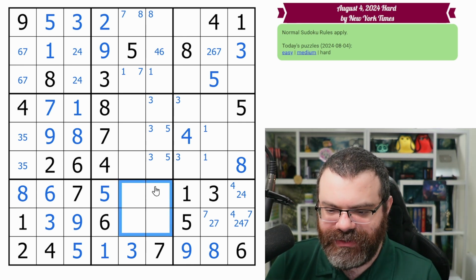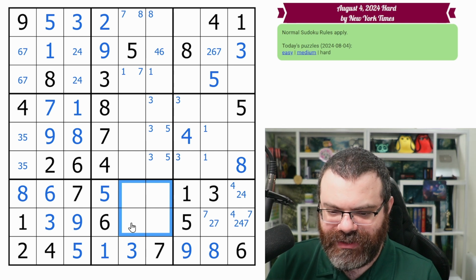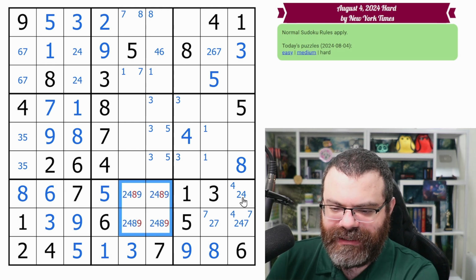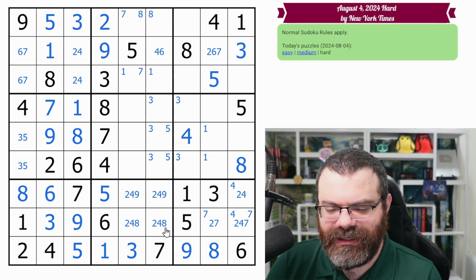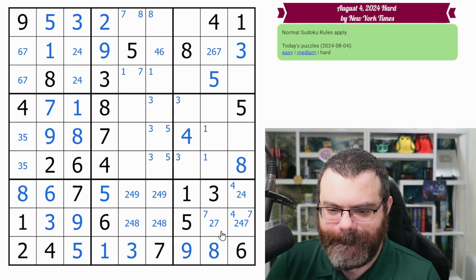I remember this was a quad, but I think it's restricted now. We need 2, 4, 8, 9. So that's not 8, that's not 9 at the very least. So let's put in 2, 4, 8, 9. That's not 8, that's not 9. Yeah, not immediately helpful beyond that.